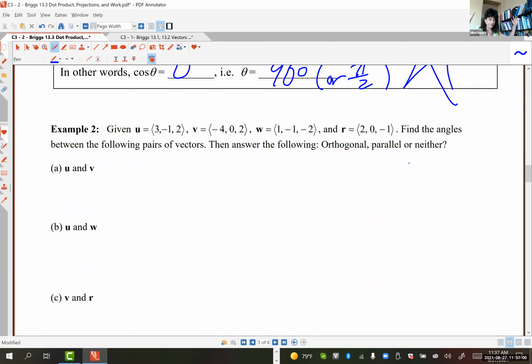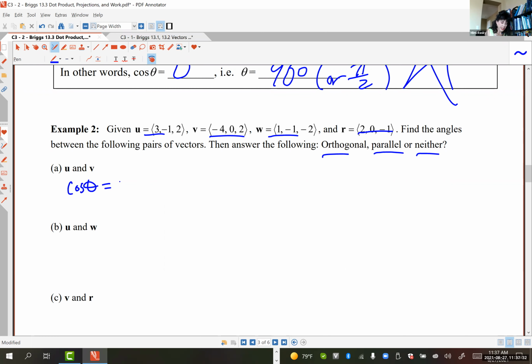Okay, last example of the day. Here we go. You got a whole bunch of vectors here. Find the angles between the pairs. I'm going to do this quickly because I already supplied the answers below. After you figure out the angle, answer this question: orthogonal, that means 90 degrees; parallel, that means 0 or 180 degrees; or neither. Here we go, u and v.